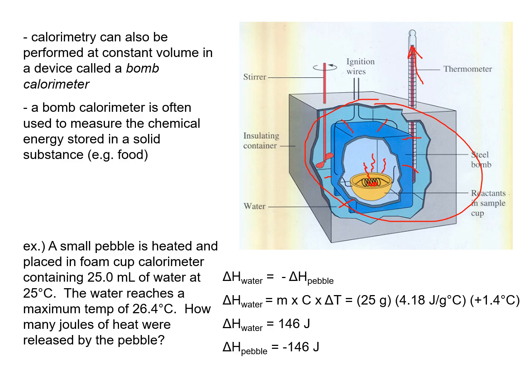This is how a calorimeter is useful to us, right? Because it allows us to calculate the change in the heat of the water. And then if we want to know what happened to the heat of the pebble, we just take the opposite, okay?